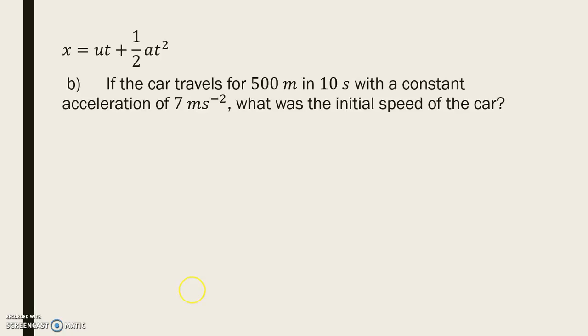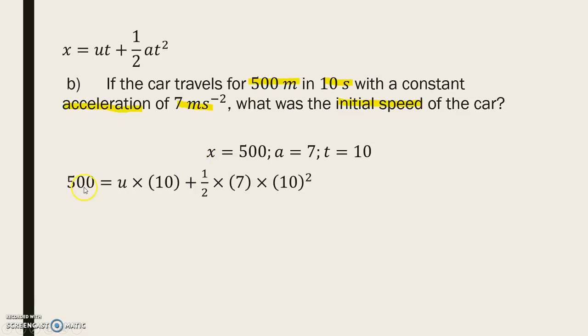Here's another example working the other way. If the car travels for 500 meters in 10 seconds, let's have a look at that. That's our distance, time is 10, acceleration is 7. What's our initial speed? That's u. So let's look at that. We summarize that information by stating our variables, and we substitute in 500 equals u times 10 plus a half times 7 for a times 10 squared for t.